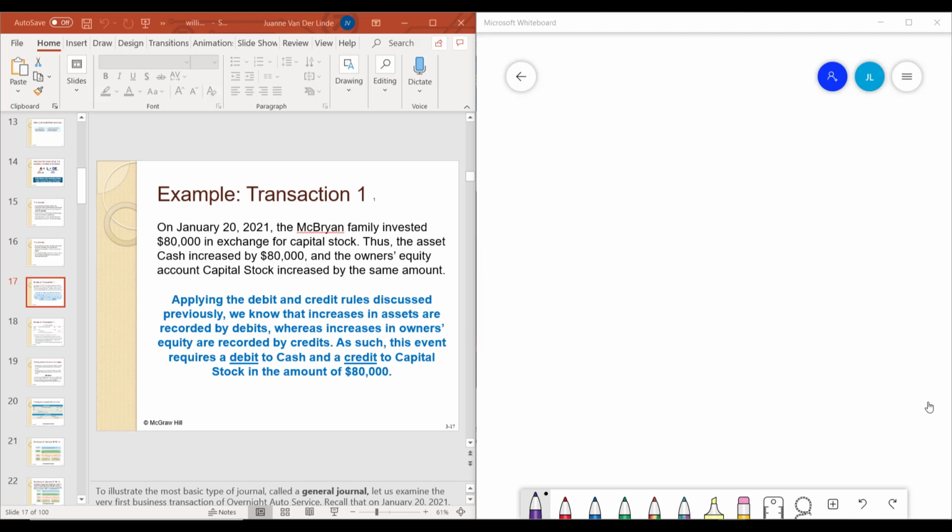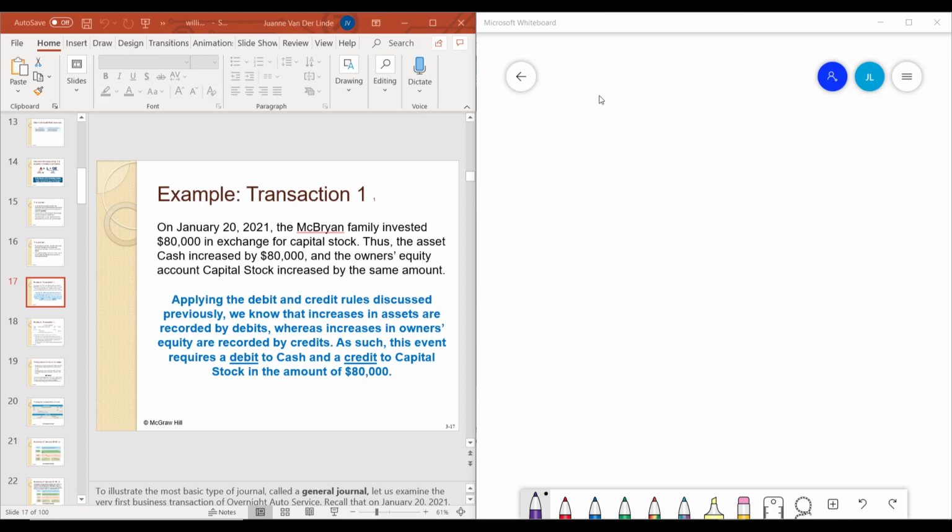Hi class, this is now a continuation of the Chapter 3 discussion. I'm going to pick up where we left off, and we're going to jump into some transactions and see how we can apply that using not only our debit and credit rules, but also we want to learn how to journalize these transactions. So here we're looking at transaction number 1.